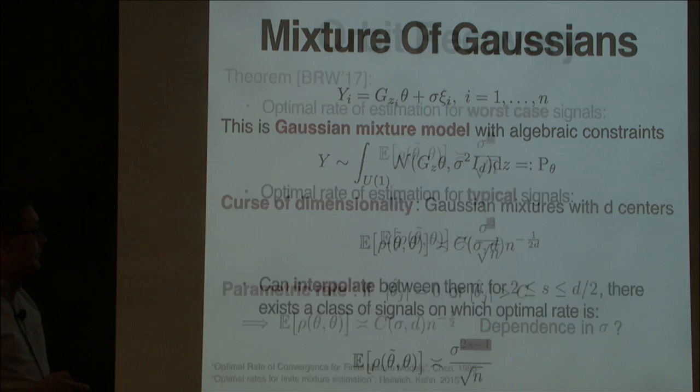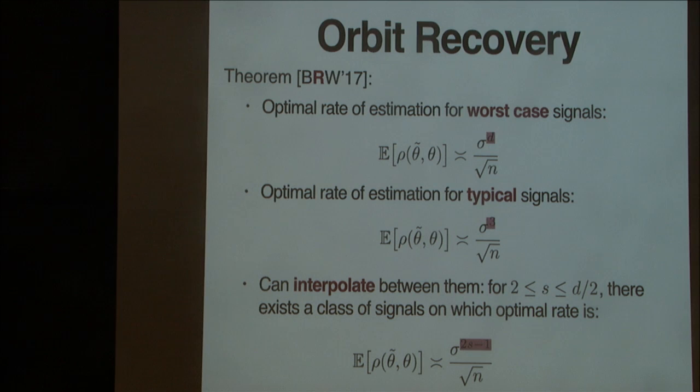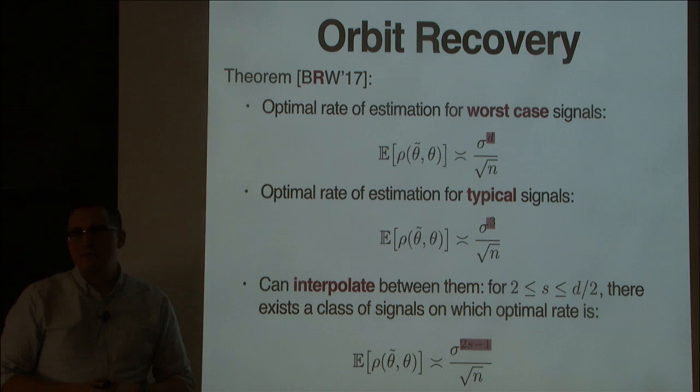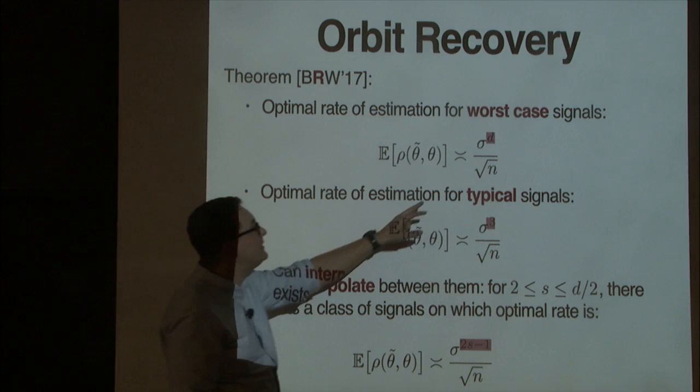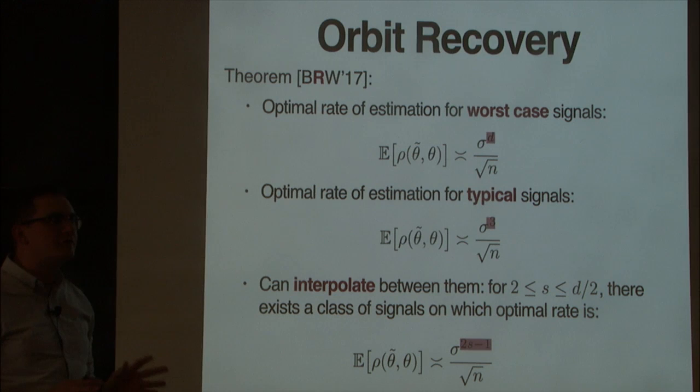OK, so these are the results that we obtain. And later on, I'll explain to you how they fit in this framework. So in the worst case signals, even if you put the assumption that signals have to be bounded away from 0, the scaling in sigma will be sigma to the d. And that's awful. That's basically telling you there is no amount of data you can ever collect that will give you an accurate picture of what's happening.